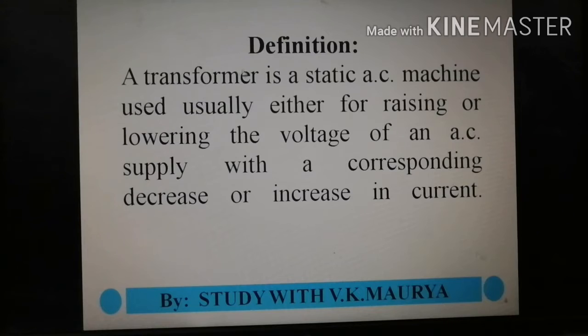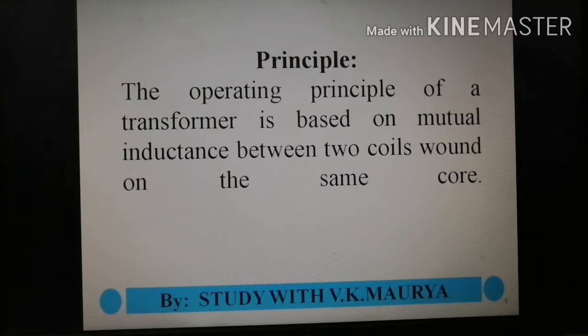Definition: a transformer is a static AC machine used usually either for raising or lowering the voltage of an AC supply with a corresponding decrease or increase in current. This is all about the definition. Now the principle. The operating principle of a transformer is based on mutual inductance between two coils wound on the same core.